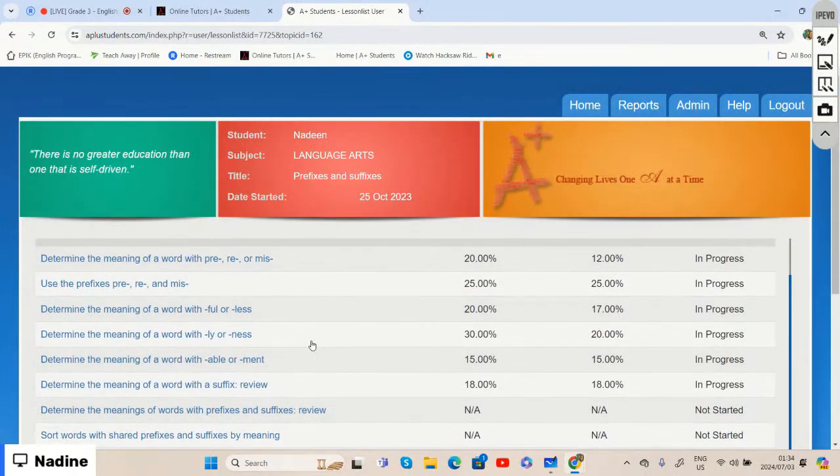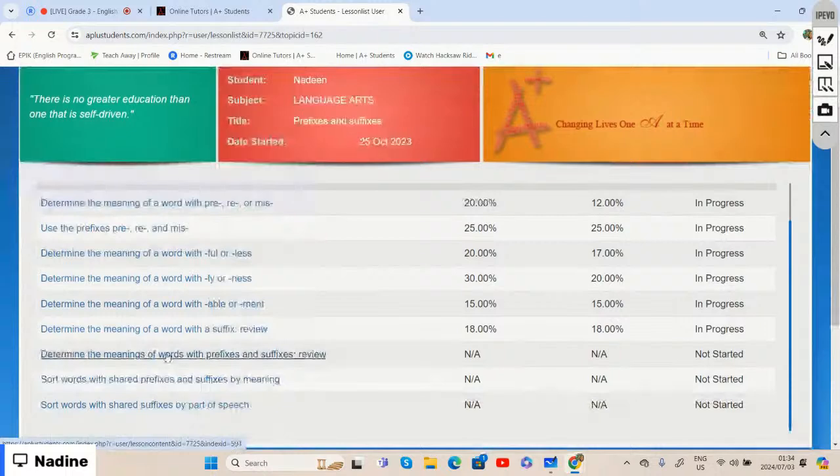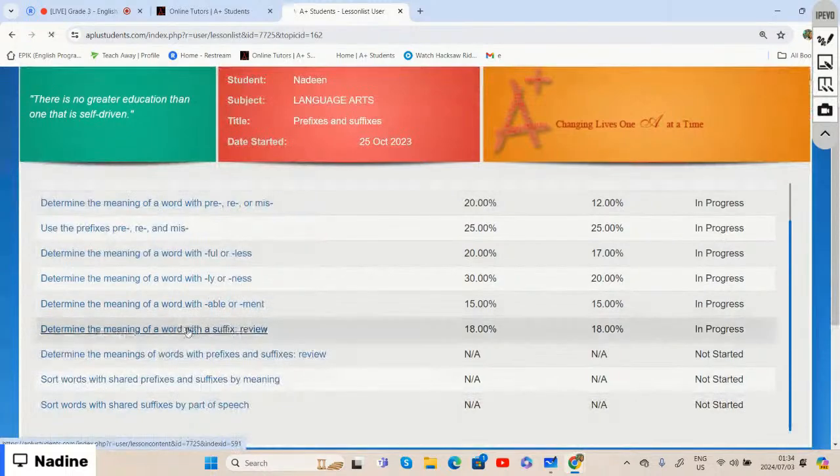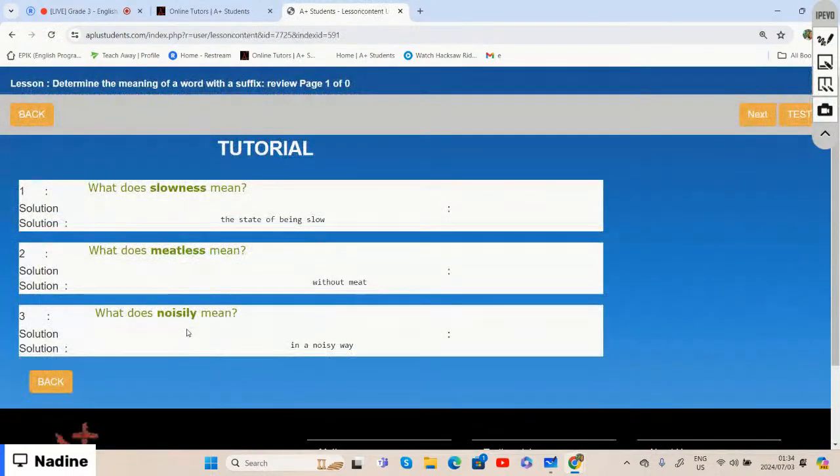All right, so now we're going on to determine the meaning of the word with a suffix, and it's a review basically on suffix, right? So now we have slowness, needless, and noisily, right? These were in our previous lesson where we went over what the suffix ness means, the suffix less means, and the suffix ly means, right? And we said slowness means the state of being. So ness means the state of being. So slowness is then the state of being slow.